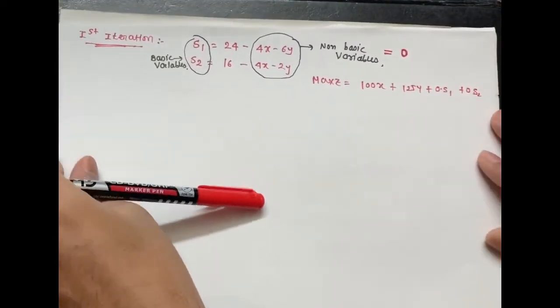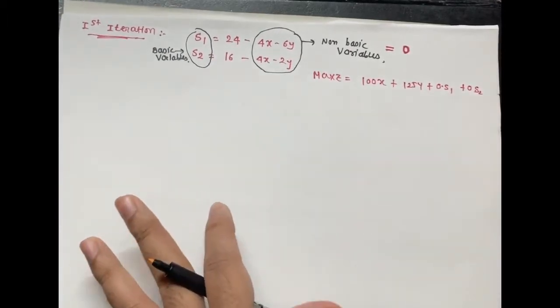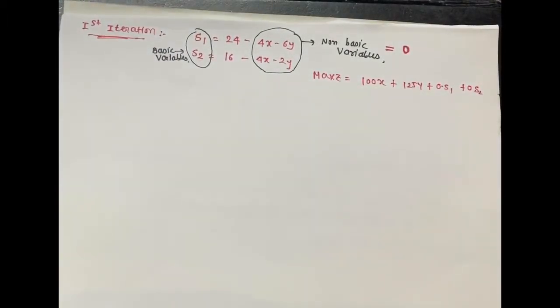So what is our objective? The objective is very clear: I require to maximize the profit, and for this maximization of the profit, what I need to do is increase the value of x and y.